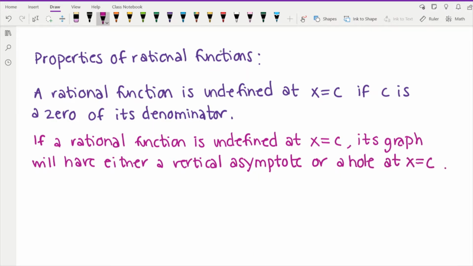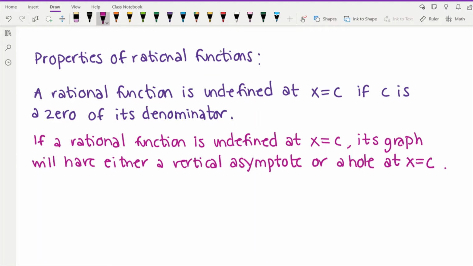So this is, I'd say, if you get nothing else out of this video, the most important fact: the numbers that make a rational function undefined are the places where we're going to see the vertical asymptotes and the holes. And so part of the point of this video is going to be focusing on how we can tell whether there is a vertical asymptote or a hole. How can we tell which one it's going to be?